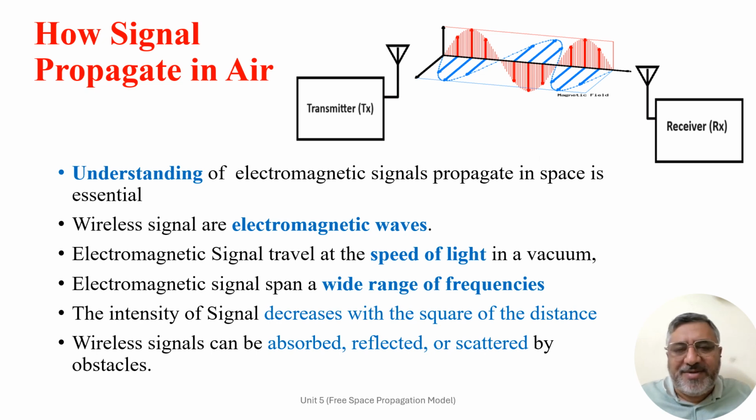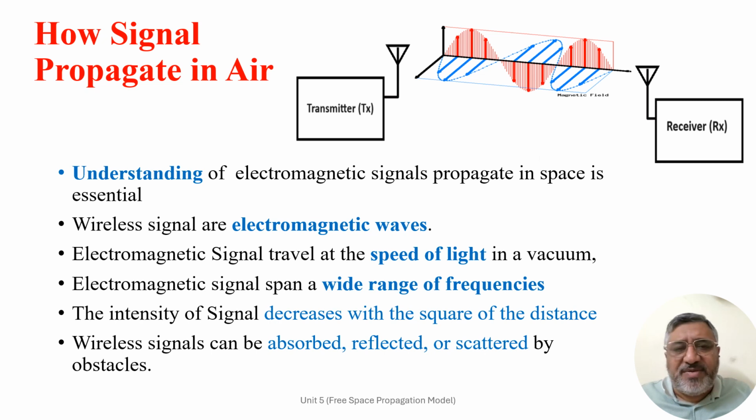Understanding of electromagnetic signal propagation in space is very important for the design, analysis, and optimization of efficient wireless communication systems. Electromagnetic signals, as you know, travel at the speed of light in vacuum. It is approximately 3 × 10^8 meters per second. This speed is a fundamental constant of nature, and wireless signals, which are electromagnetic signals, also move with the same speed.